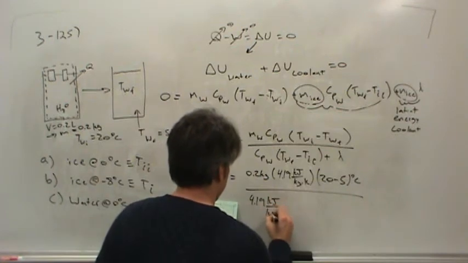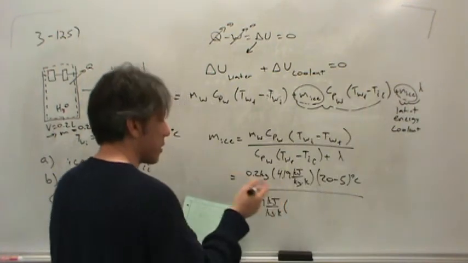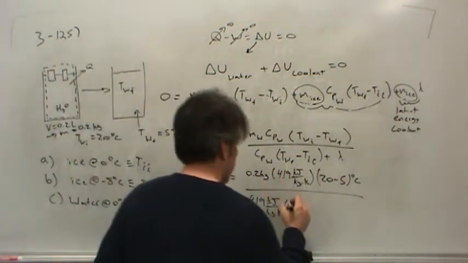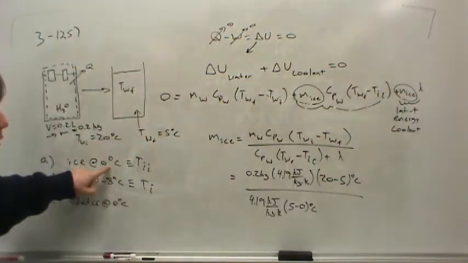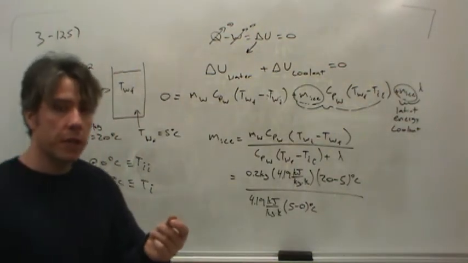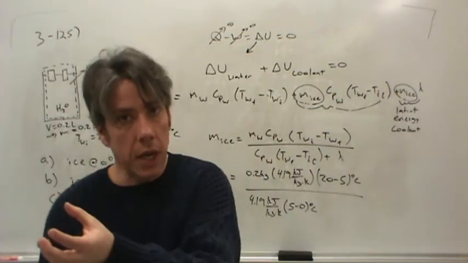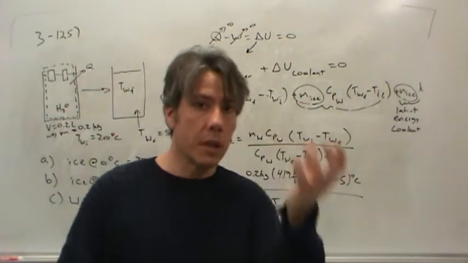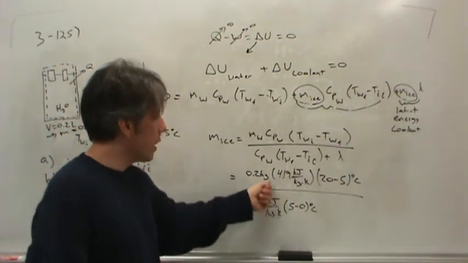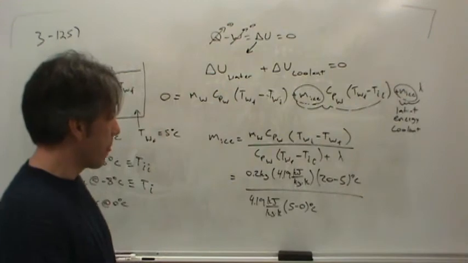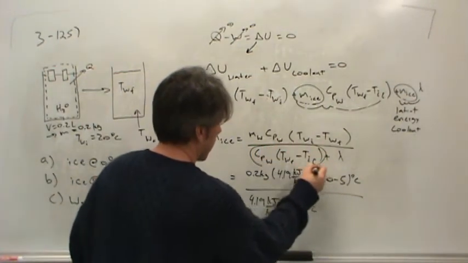kilojoules per kilogram per Kelvin times the temperature change. Well, the temperature change of the ice, it goes to 5 degrees from 0 degrees. Because remember, the ice begins at 0 degrees Celsius. It changes phase, and then it's still liquid at 0 degrees. Okay, so it starts off at solid, 0 degrees, goes to liquid at 0 degrees, and then comes up to 5 degrees to be in equilibrium with the drink. Okay, so this takes care of this piece here, this denominator piece.